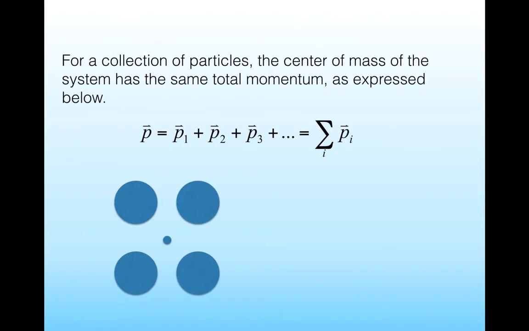So let's think about a collection of particles. If we have a collection of particles like these 4 big particles here, then the center of mass of the system is right here in the middle of these 4 particles. We've already talked about center of mass and how to calculate it. We don't have to do anything fancy in order to calculate the momentum of this center of mass. We can just add up all the momenta of the individual particles. We don't have to think about the mass of each one individually. That's already taken into account with this momentum definition.